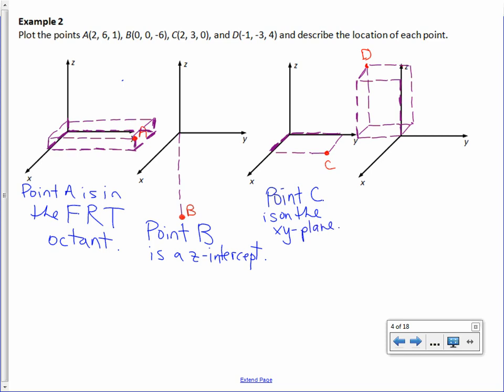That's how we write it. We do a double letter, XY dash plane. And the clue is to look for a 0 in a point in 3 dimensions. If there's a 0, you lie on a plane.